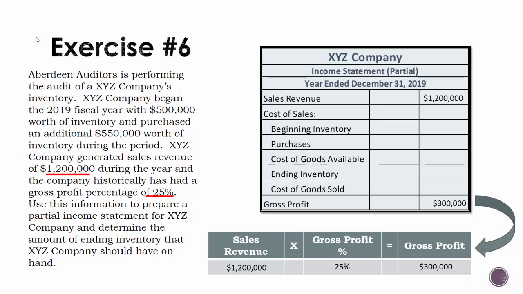And we also know that sales revenue minus cost of goods sold equals gross profit. Well, if we have $1.2 million in sales revenue and $300,000 in gross profit, our cost of goods sold must be $900,000.